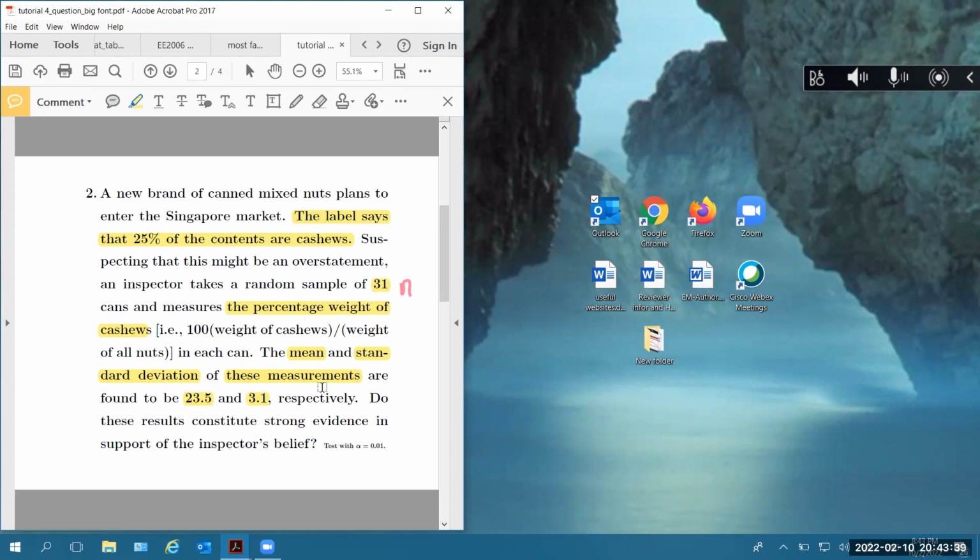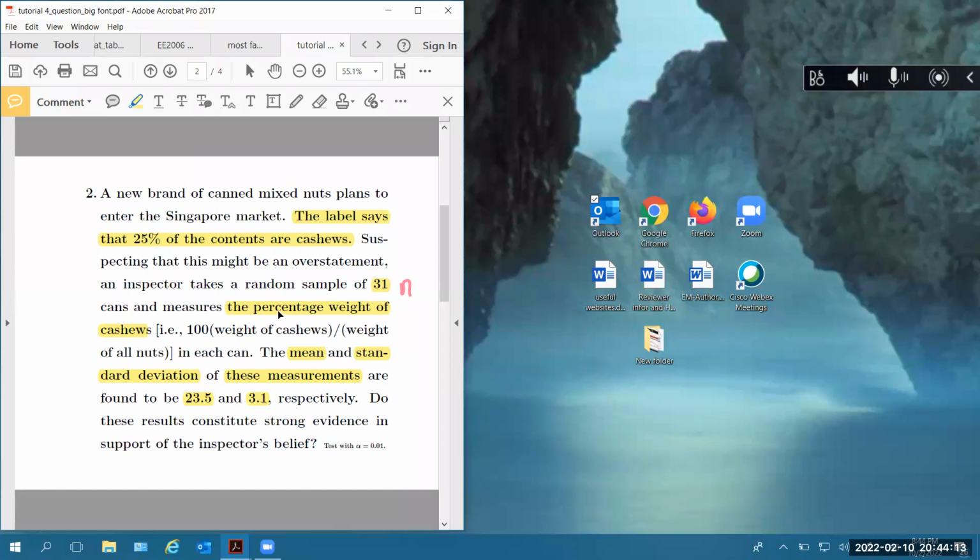The diameter of the nuts? What do they measure? Do they measure the weight of the cashew? The percentage weight of cashews. Yes, it's the percentage weight of cashew. So you notice that the inspector measures the percentage weight of cashew in each can. So these measurements refer to the percentage weight of cashews in each can. Is it okay? All right, so this is our X.